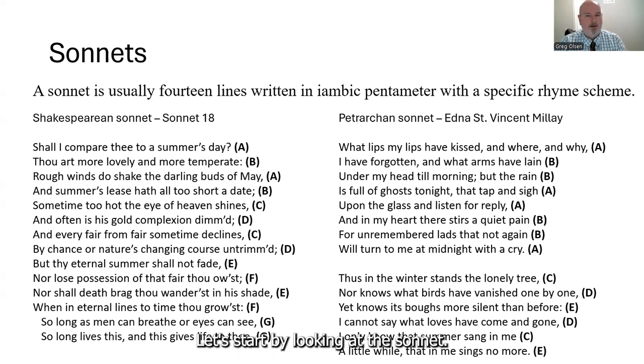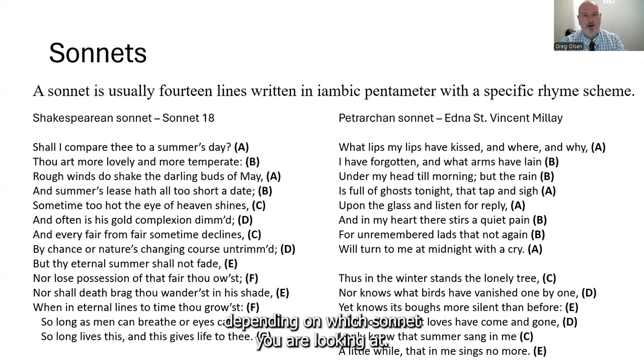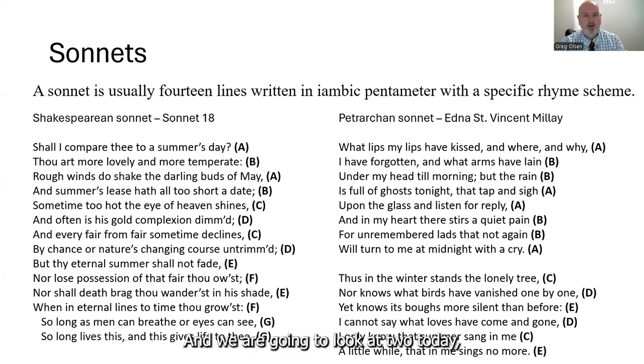Let's start by looking at the sonnet. So the sonnet has specific rules, which is what makes it a sonnet. It's usually 14 lines written in iambic pentameter. So again, that iambic pentameter can be 5 feet or 5 iambs. And then we have a specific rhyme scheme depending on which sonnet you are looking at. We are going to look at two today, the Shakespearean sonnet and the Petrarchan sonnet.